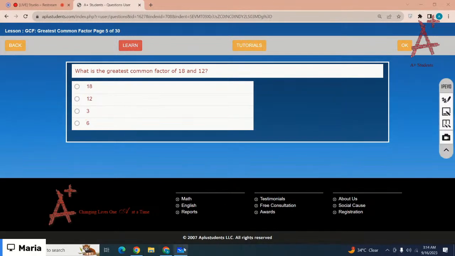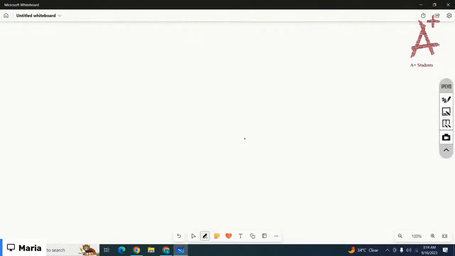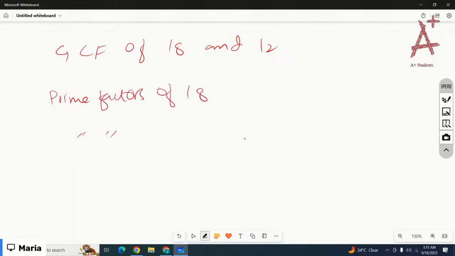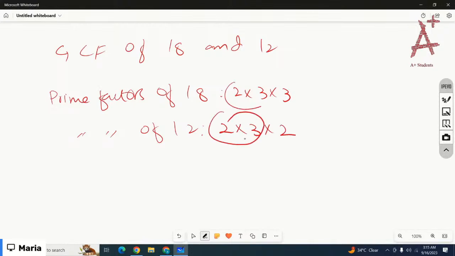Let's do this on the board also. The GCF of 18 and 12. Let's write down the prime factors of 18 and 12. The prime factors of 18 are 2 times 3 times 3. 2 times 3 is 6 and 6 times 3 is 18. Then the prime factors of 12 are 2 times 3 is 6 and 6 times 2 is 12. So the common numbers are 2 and 3, 2 times 3. That means the GCF is 6. So the correct option is 6. Very good, that is 6.